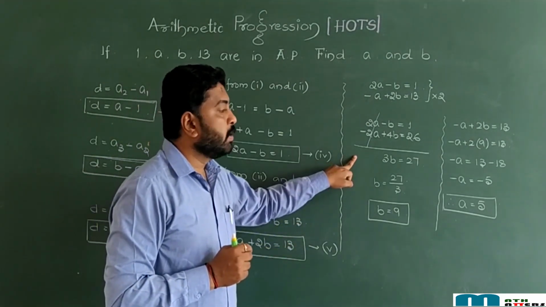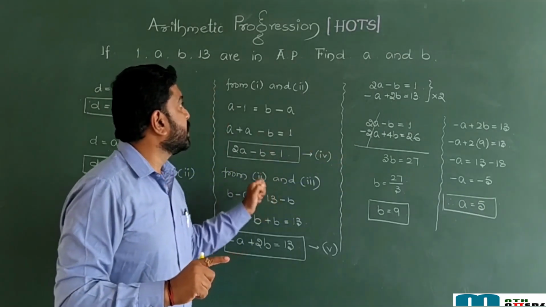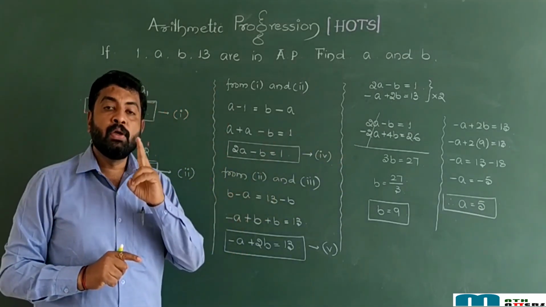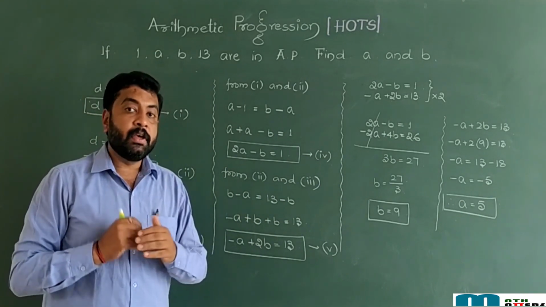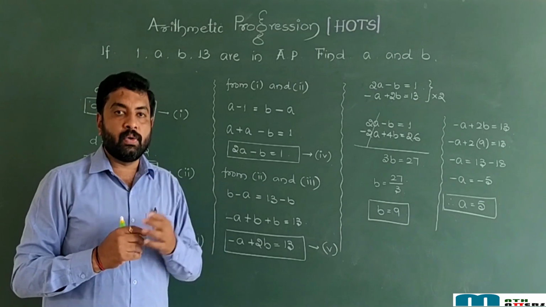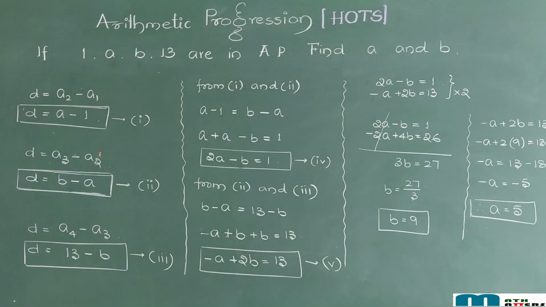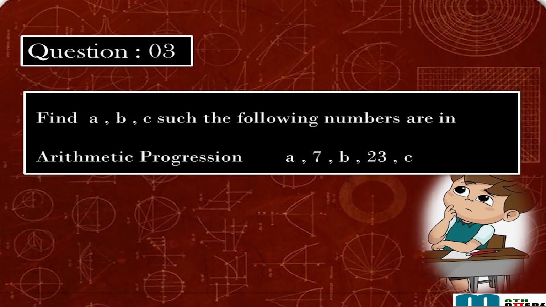Out of three, any method you can use. Now I used the method of elimination. This is the solution when two unknown variables are given. In the next problem, I'll discuss how to solve when three unknown terms are given. Let us solve one more question with three unknown terms. Here, just observe this question.